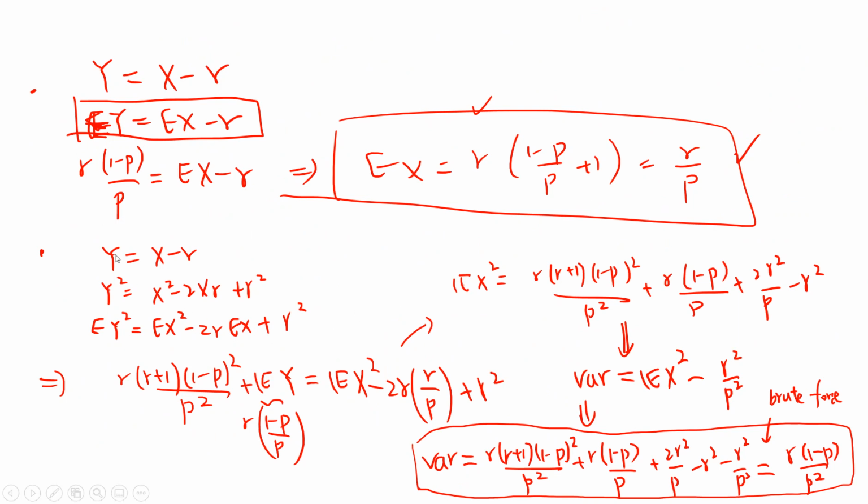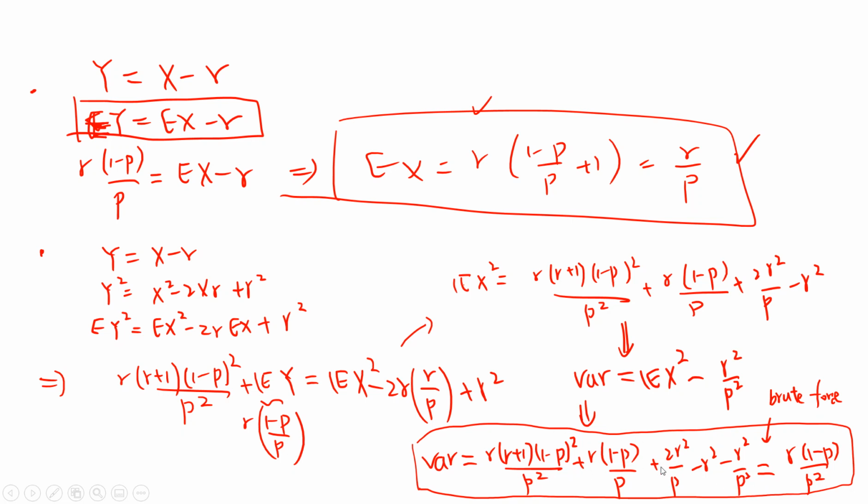Okay, and also y is x minus r. So this is an easy exercise that you should do, right? Y is x minus r, so y squared is x squared minus 2xr plus r squared. So EY squared is EX squared minus 2r EX plus r squared, right? And we already know this EY squared is here, right? And then we get EX squared is EY squared plus 2r divided by p times r, minus r squared. So all the brute force calculations are lengthy, but you get EX squared is here, and the variance is EX squared minus (EX) squared. So finally, you get the variance is this.